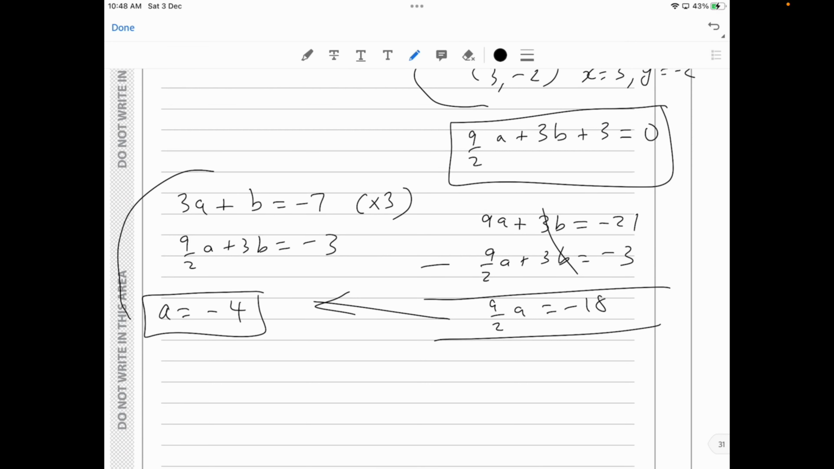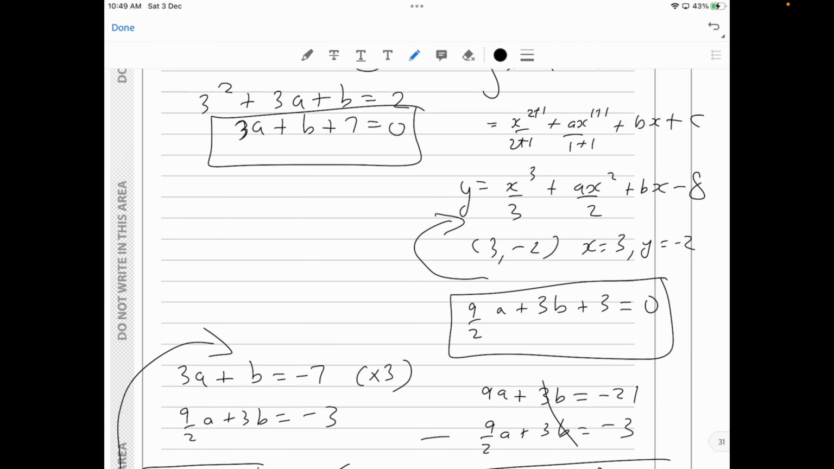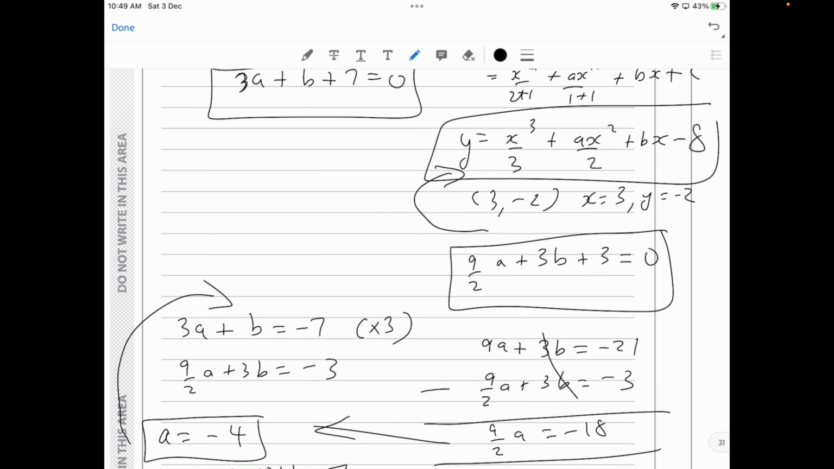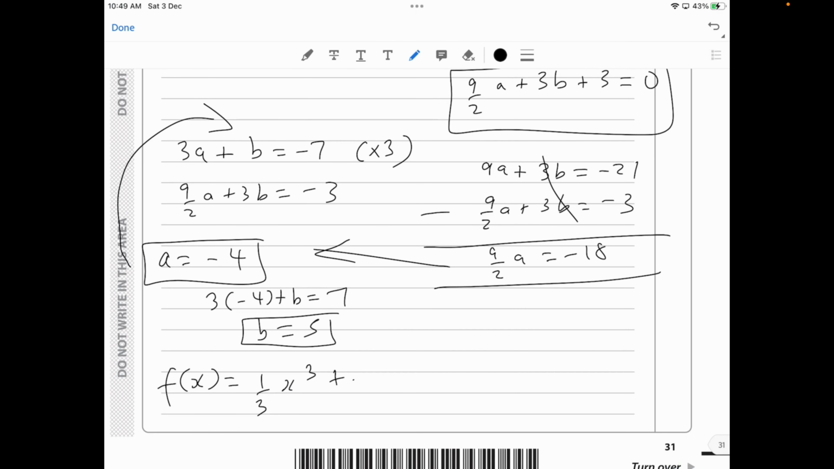Now you're going to substitute the value of a back into this equation. So 3 brackets negative 4 plus b is equivalent to negative 7. Indirectly, you're going to find the value of b to be 5. Since we know the value of a and b now, all we need to do is substitute this back into the equation. So you get f of x is equivalent to 1 by 3 x raised to the power of 3. So that's the original equation. We're going to substitute it back into this equation over here. Plus negative 4 divided by 2 x squared plus 5x minus 8.